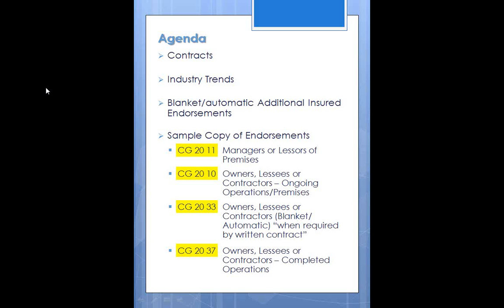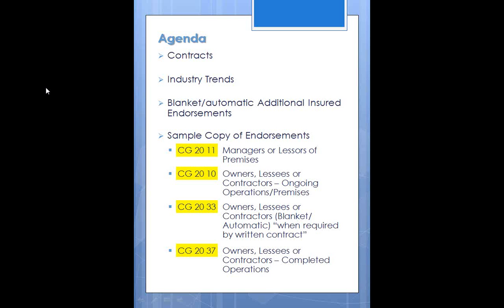The 2033 is something that started, I've been in the industry now probably 30-some odd years, and it wasn't really around the first 5 or 8 years I was in the business, but then it started slowly, really snowballed about 10 to 12 years ago, and now I would say virtually 95% of all insurance carriers use this CG 2033, which is considered the blanket or automatic additional insured endorsement, because about 15 years ago they started cutting back on their clerical staff.